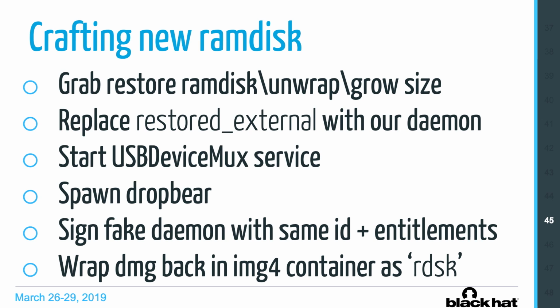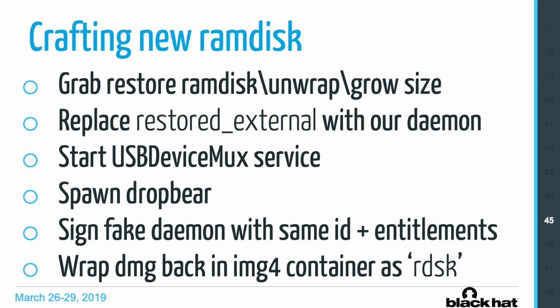All right, we're going back to our boot chain. So we already made the patches for a bootloader. We made the patches for a kernel. Now it's time for the RAM disk patches. And the idea is we just take a restore RAM disk, unwrap it, grow its size a little, and find the restored external service. And the restored external service, that's the one that will be executed when the kernel starts executing the binaries and launchd will execute it. In other words, that's the one that we need to replace.